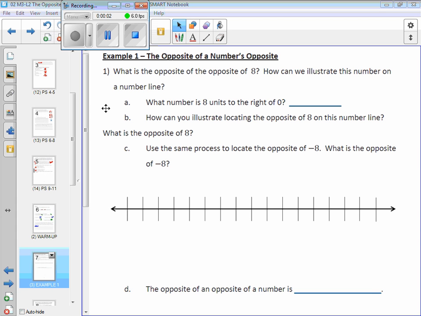Already done the opposite of a number. So, for instance, the opposite of 8 is negative 8. What about the opposite of negative 8? Negative 8. So you've got to think about it a little bit, don't you? All right, so here's how they model it.